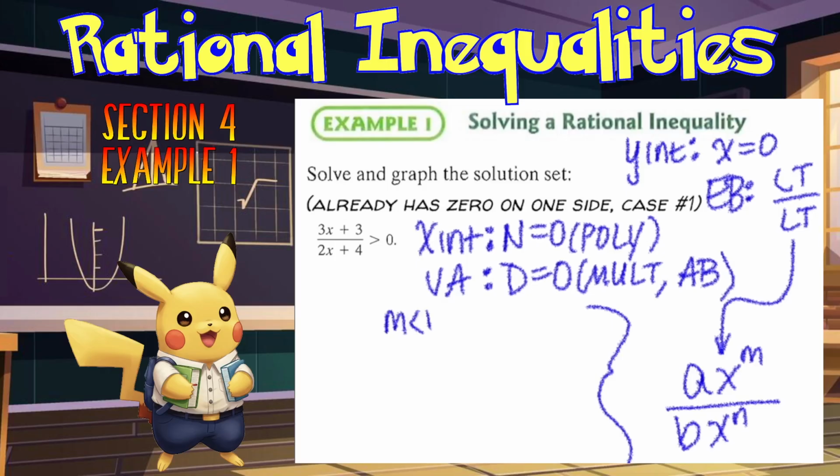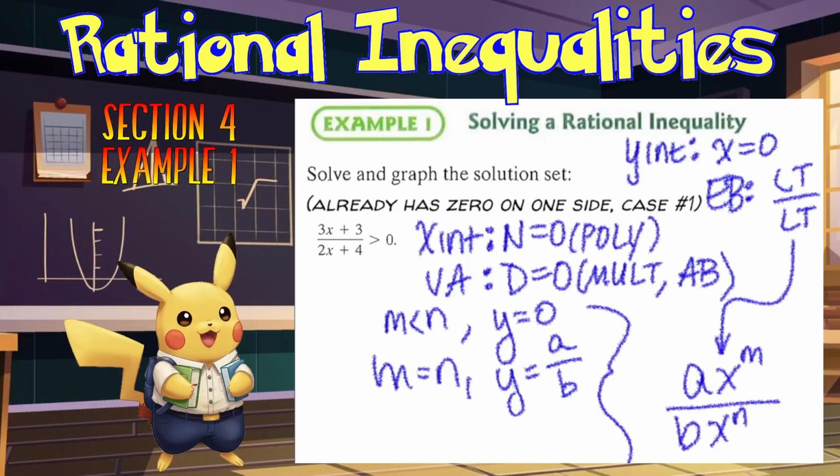So there's 3 scenarios. If m is less than n, then your end behavior will happen at y equals 0. If m is equal to n, and I elaborate on all of this in those other videos, so please watch that if you want to understand why, I'm just getting to the nitty gritty. Your end behavior is going to be at a over b.